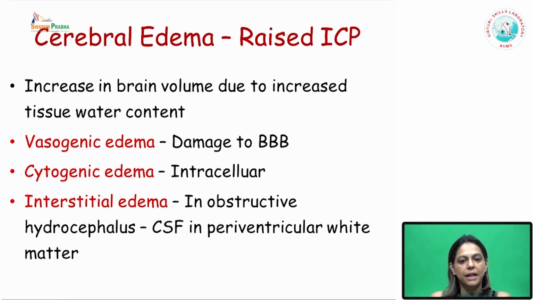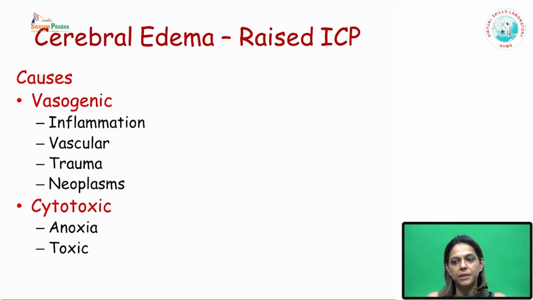Now, vasogenic edema can be due to inflammation. It could be vascular, trauma or neoplasm. In vasogenic edema, what you normally see is that vessels either become abnormal in shape and size or they abnormally proliferate. Mostly, vasogenic edema is a component of neoplasia, due to abnormal proliferation of blood vessels. It can be a component of trauma, vascular diseases or inflammation of the vessel. So basically the vessels become leaky and the fluid starts going out of the vessels.